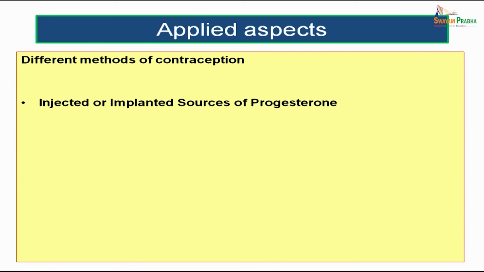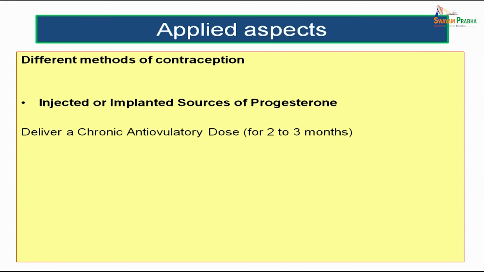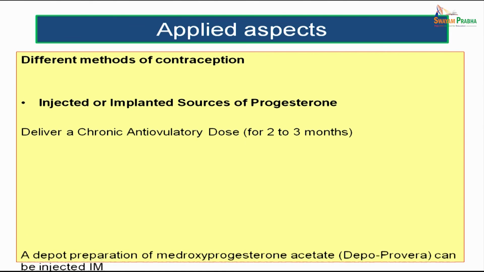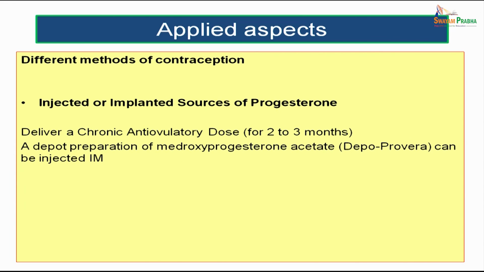The other method of contraception is injected or implanted sources of progesterone. What is the role of injected or implanted source of progesterone? They will deliver a chronic anti-ovulatory dose. So, when it is injected, say for a period of 2 or 3 months, it will deliver a continuous dose of anti-ovulatory hormone. That will result in anovulation and there won't be any oocyte for fertilization.